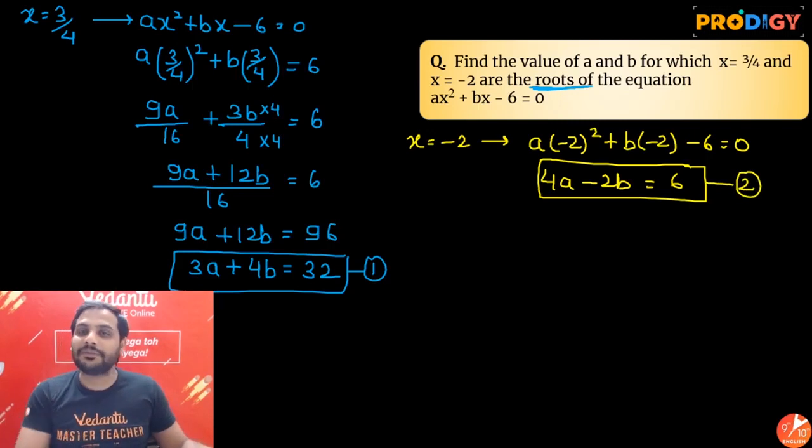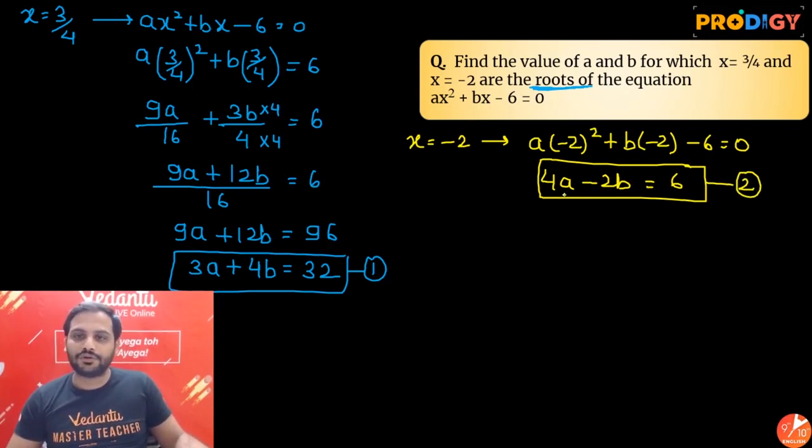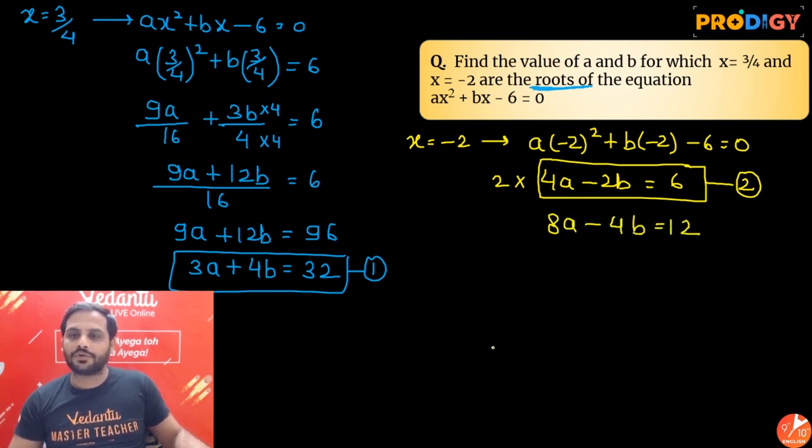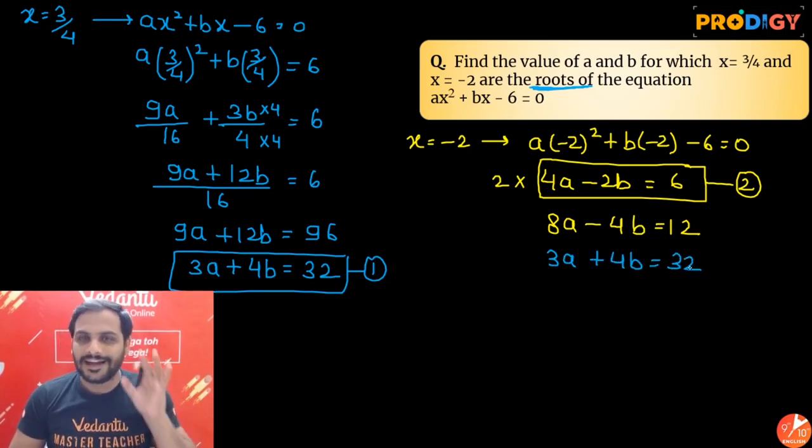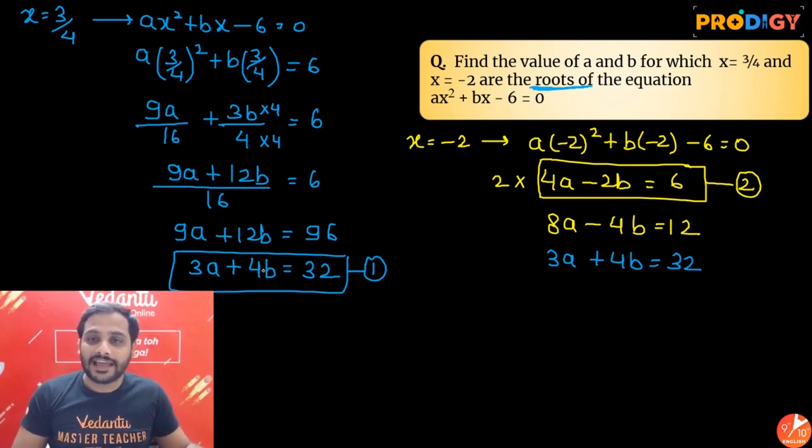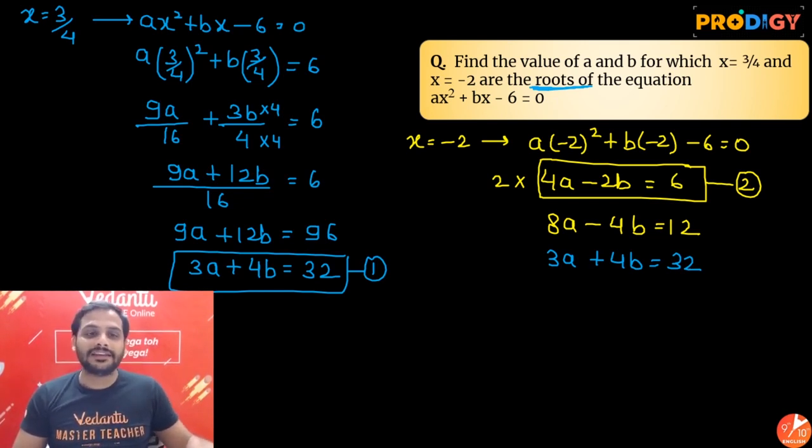Now let's say I want to eliminate b. So for that I need to multiply this second equation with 2. So multiplying this equation with 2, I will get 8a minus 4b is equal to 12, and the first equation, the blue equation I have, is 3a plus 4b is equal to 32. So guys, do you see what I am doing over here? I am using the elimination method because I got two linear equations in two variables.